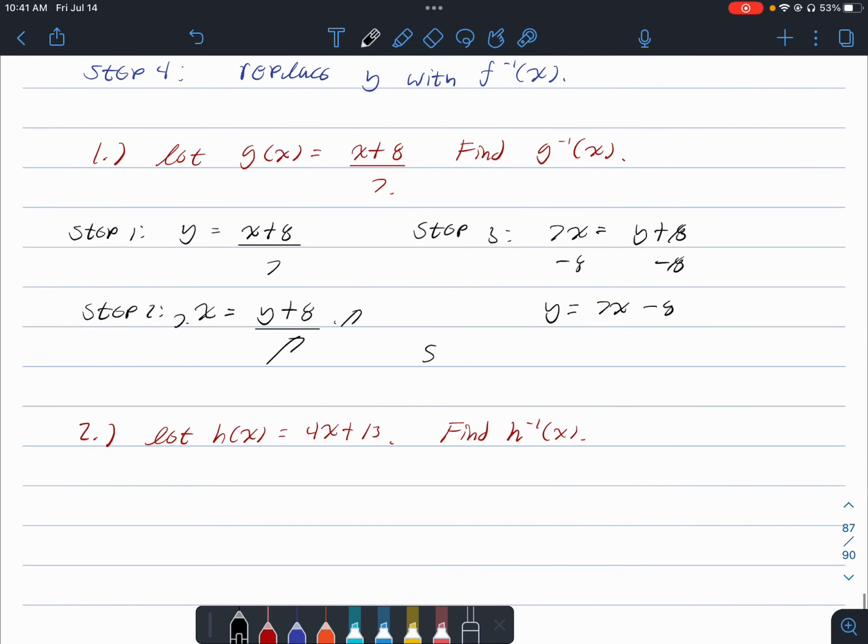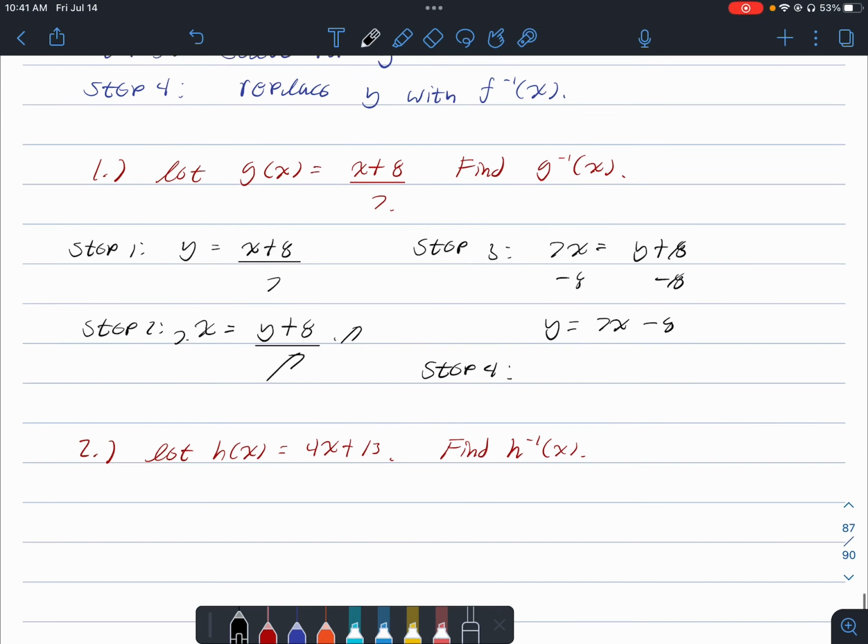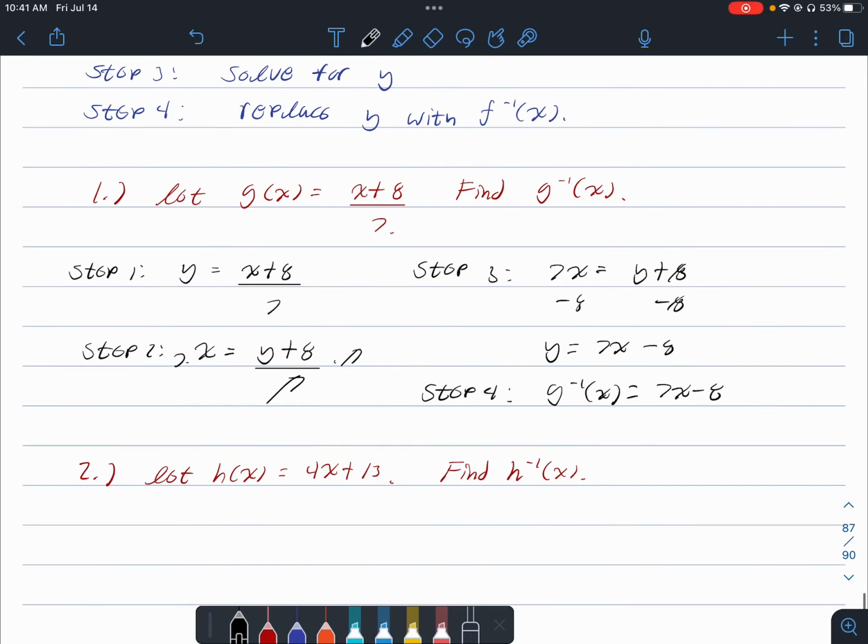And then step four, we replace y with, in this case, g inverse of x. So we'll have g inverse of x is equal to 7x minus 8. And we have our answer.